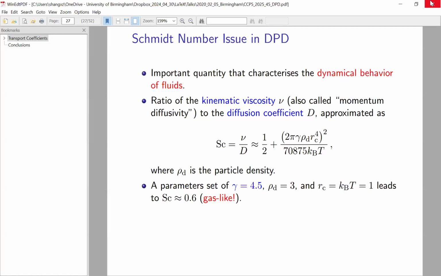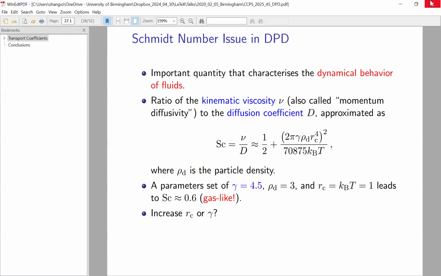We looked at this very popular parameter set people typically use in the DPD literature, where the friction coefficient equals 4.5, the particle density is 3, and the cutoff radius RC equals 1. For this set of parameters, the Schmidt number is around 0.6, which is more like a gas than a liquid. But DPD is supposed to behave like a fluid, so we thought about how to increase the Schmidt number. Looking at this formula, kB T is constant, pi is constant, rho d is constant. The only two parameters we can vary are the friction coefficient gamma and the cutoff radius RC.